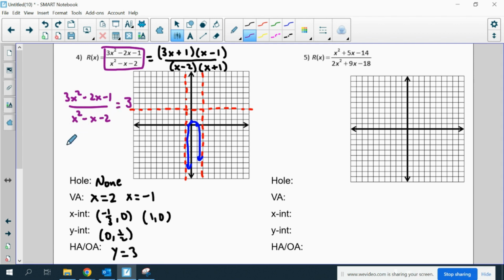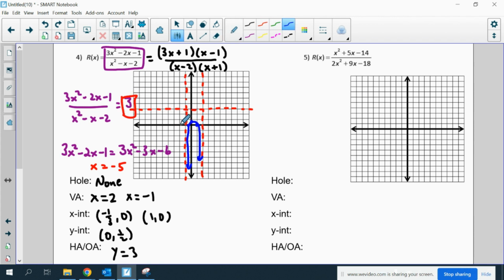Well, I'll multiply the x squared minus x minus 2 over. So I have 3x squared minus 2x minus 1 equals 3 times that whole thing, so 3x squared minus 3x minus 6. And then just solve this equation, which is pretty straightforward. So the 3x squareds are going to cancel when I subtract things over. I'm going to add the 3x over, so 3x over to this side, that equals x. Then I'm going to add the -1 over, and I get at x equals -5, y equals 3.